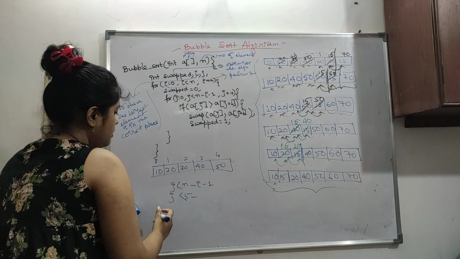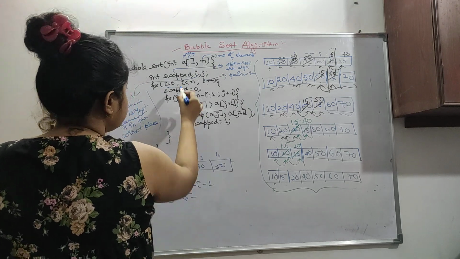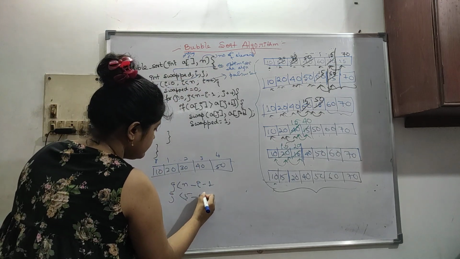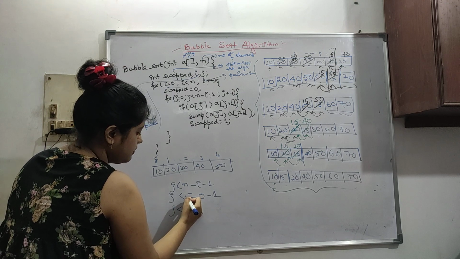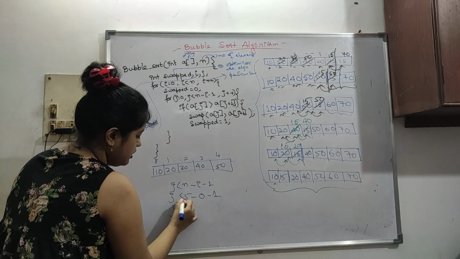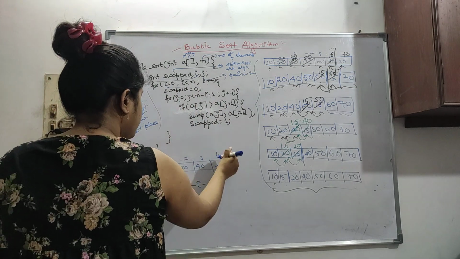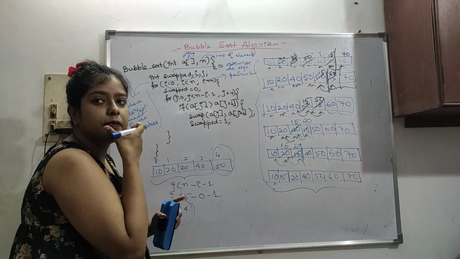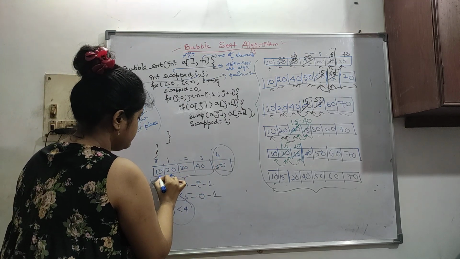Okay, so now i is less than n, so basically i is going from 0 to n minus 1. So i is 0 here, and j will run from 5 minus 1, that is 4. So till 4 it will go. Okay, so 4 is here. Up till this, it will do the pairwise comparisons.